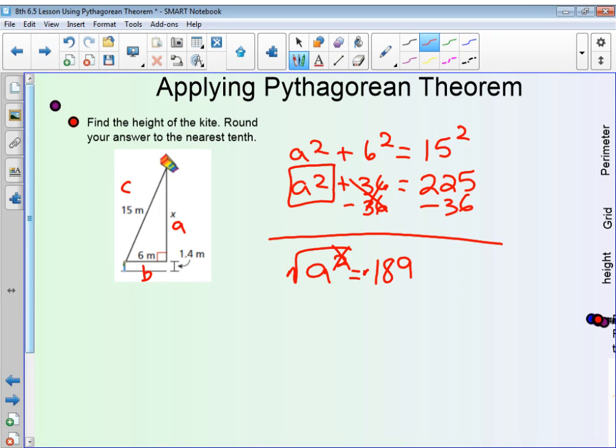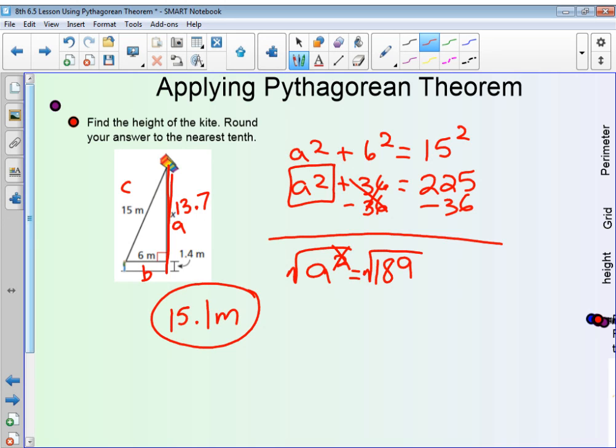This is usually the step sometimes people forget to do, that square root. And when I do that, I get 13.74. So 13.7 for this. They want to know the full height. So we're going to do 13.7 plus 1.4. And when I add that together, I get 15.1 meters. Final answer.